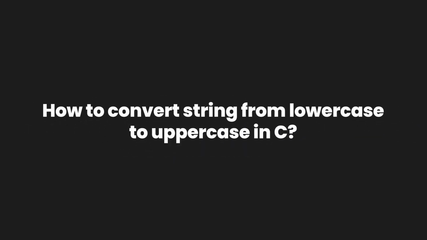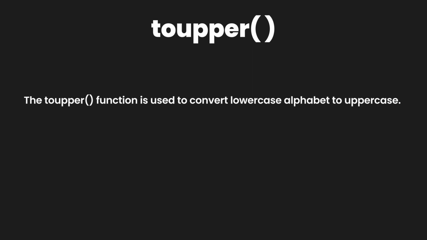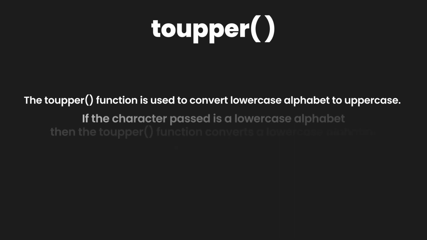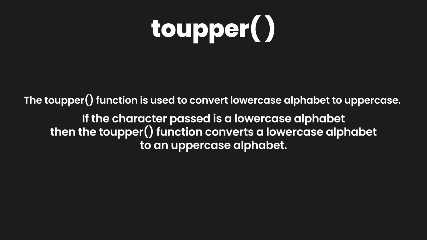Today in this video we are going to show you how you can convert a lowercase string to an uppercase string in the C programming language. Well, we have the function toupper, which is used to convert a lowercase alphabet to an uppercase alphabet. Notice that I have used the word alphabet and not string. Well, that is because this function toupper is used to convert a character and not a string. It only works with one character. So we are going to show you how you can use this function to convert a whole string.